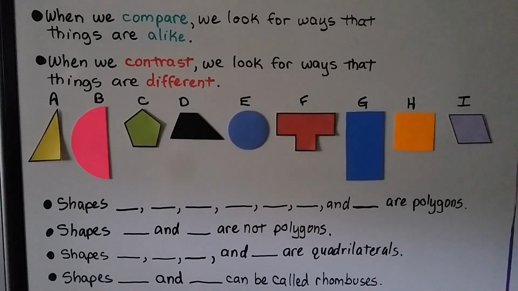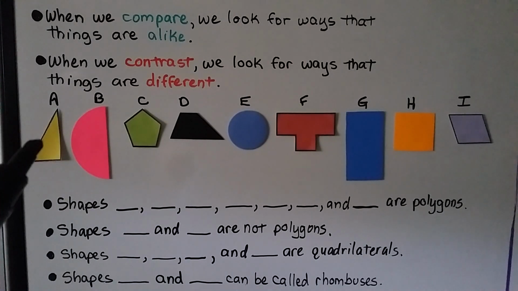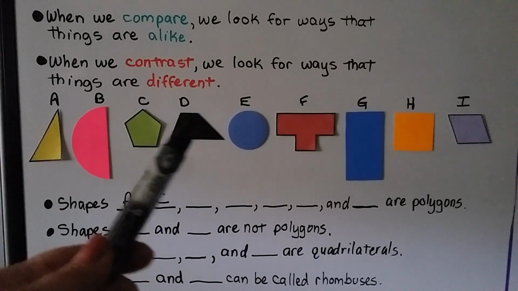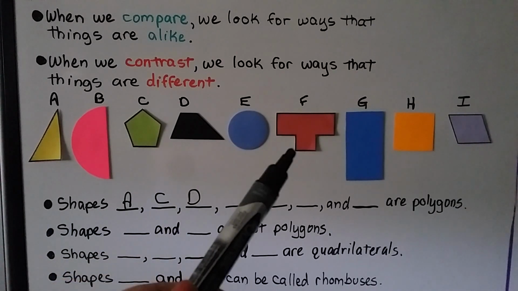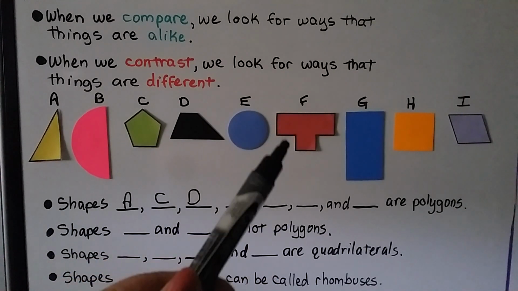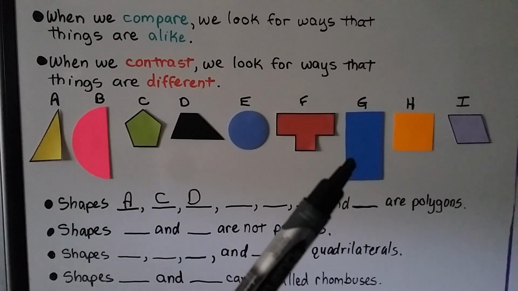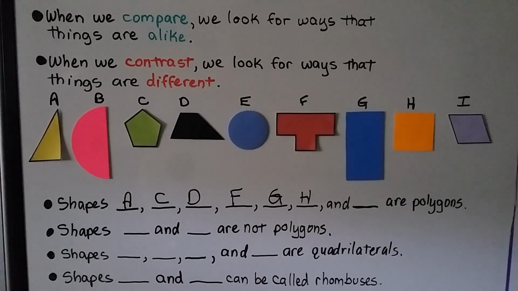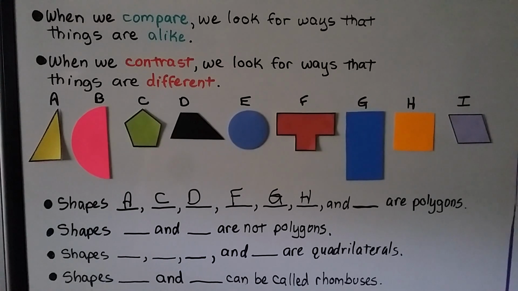It's a closed shape that's made of line segments, and line segments are straight, aren't they? So B is not a polygon because it's got a curved line here. So we know A is and C is. D looks like a polygon. It's closed and has line segments. E is a circle. It's got curves, so it's not E. What about F? Do we see line segments that make up its sides? And it's a closed shape? No curves? Yes, F and even G and H match. And I has 4 line segments for its sides, and it is a closed shape. So we can't have curves in polygons, can we?